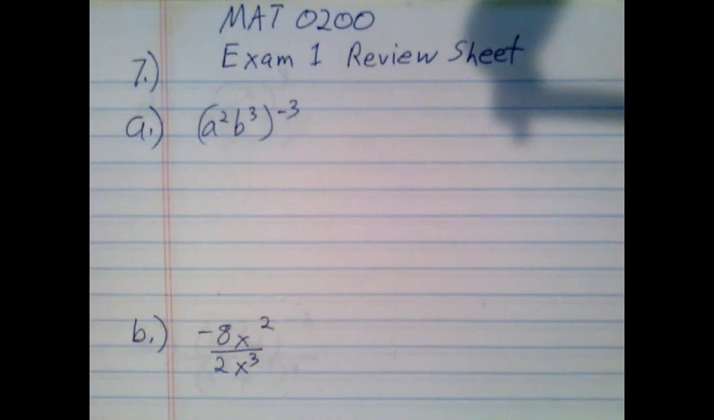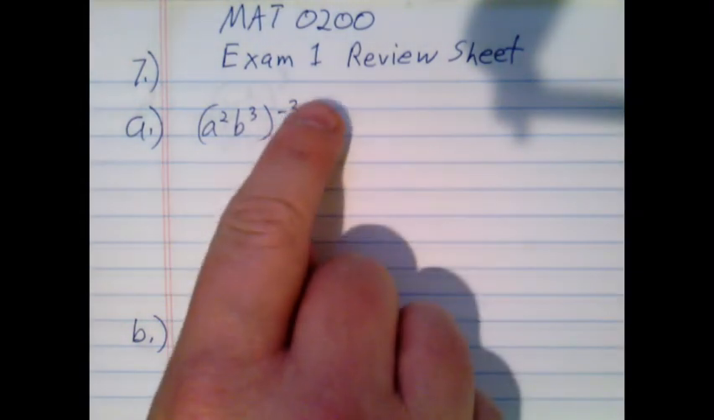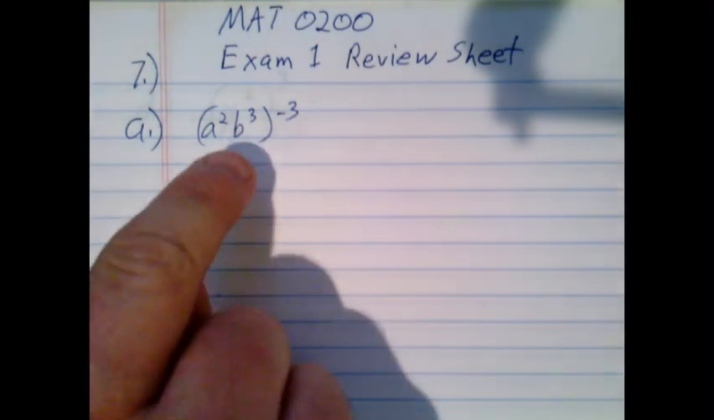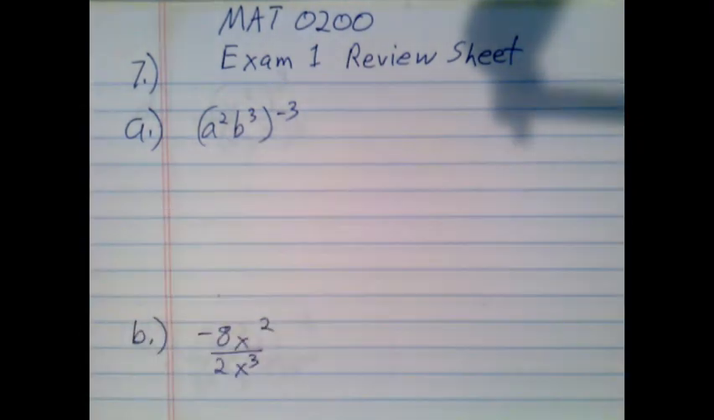Alright, well in this recording we're going to be looking at problem number 7. This is from the Exam 1 review sheet for Math 200. There's actually 6 parts to problem number 7. We're going to start here with part A.